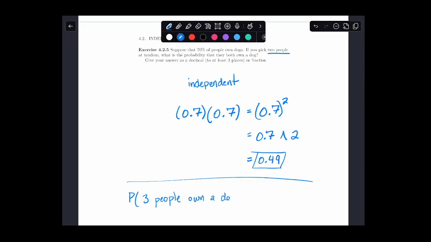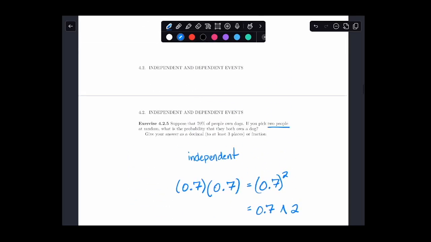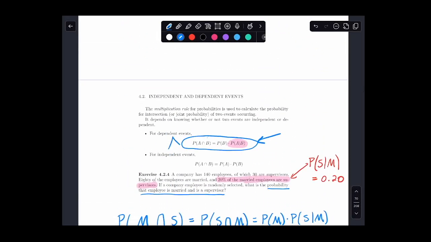dog? Well, I would still assume that these are independent events, and I would do 0.7 times 0.7 3 times because I would have 3 people. And this is really convenient when we have independent events. We don't really have to use that formula above. We just multiply our probabilities together. And this would be about 34%. And so independent events are really nice, and they make finding probabilities much easier. And so in general, the formula that we want to use is this one right here. But if our events are independent, we can just multiply the probabilities together.